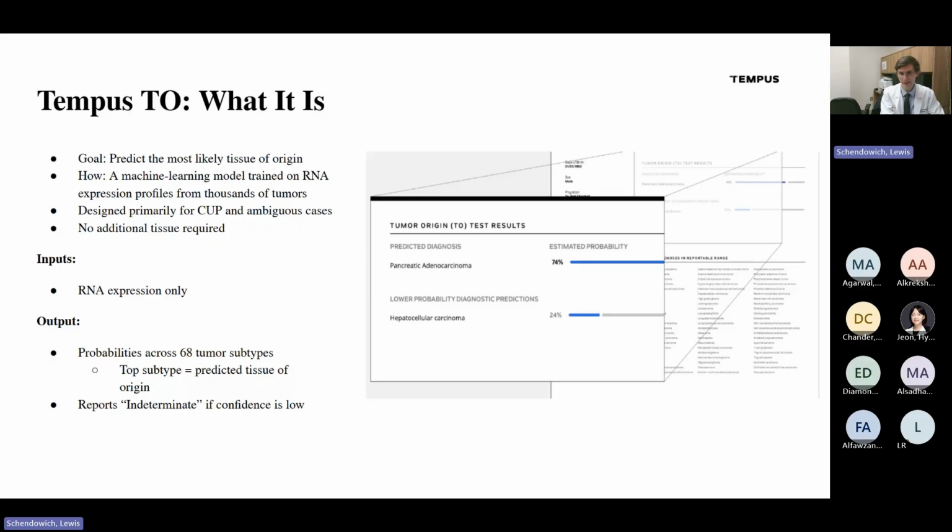On the right, you can see an example of Tempus TO and what it might present as. There are different versions of this, so this may not have been the most up-to-date picture, but this is on their current website. They report that, for instance, in this specific case, pancreatic adenocarcinoma is about 75% probability, and that's the number one predicted diagnosis. So that is a sample report of what you might see. Now, it doesn't always give you an actual cancer. It can report indeterminate if the confidence is low, and we're going to talk about that in 1 minute.